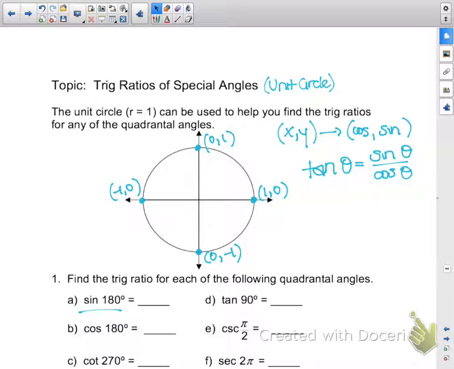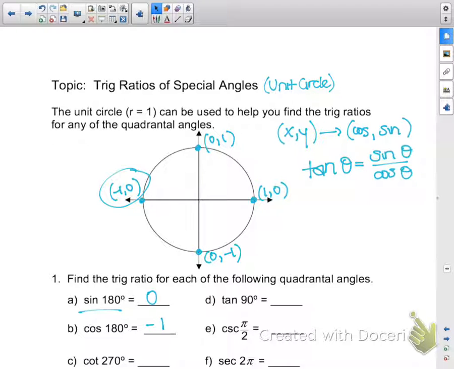Okay, so let's just start briefly with an easy one. Sine at 180. I go to 180 degrees, and which of those two am I looking at? The second one is the sine, so that means my sine of 180 is what? 0. Second easy one there, cosine at 180. I'm looking at the x or the y? I'm looking at the x, the -1.